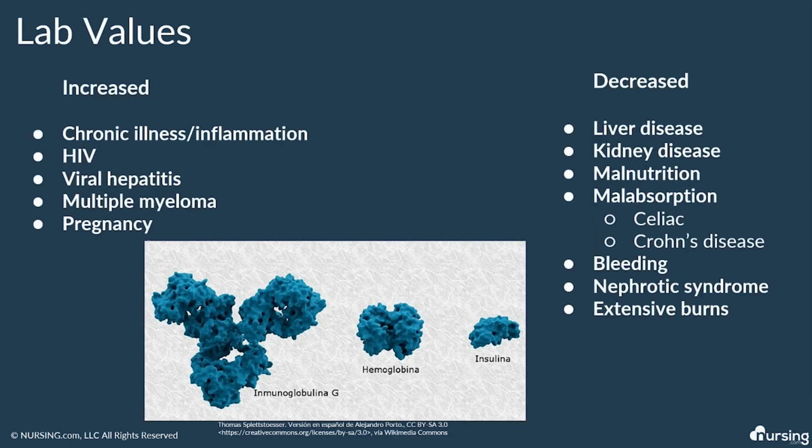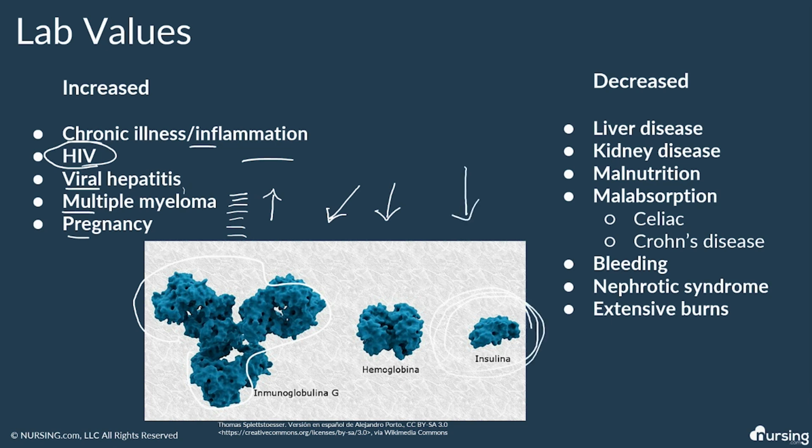When lab values are increased, that could mean chronic illness and inflammation, and even from a disease process or infection like HIV. Also in viral hepatitis. Multiple myeloma ends up making the body produce all of these short chain proteins, and that increase is major. It's also evident in pregnancy. Now, we'll also see globulins, of course, being produced, like we talked about with illness and inflammation. Isn't that interesting what they look like, these proteins? Did you know that insulin is actually a protein?